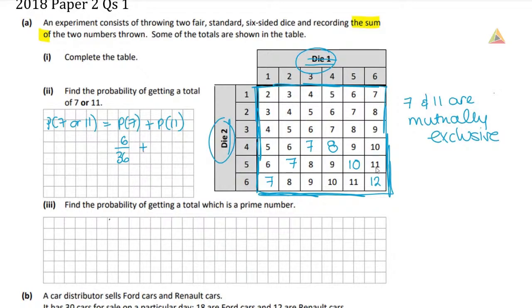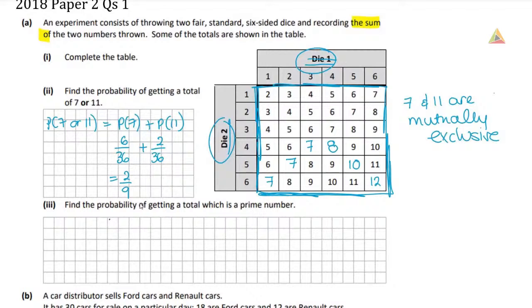Plus the probability of getting 11. There are 2 11s, so that's 2 out of 36. So when I put that into my calculator, I'm going to get an answer of 2/9. So there's an example of something that is mutually exclusive. I cannot get those two outcomes occurring together, so all we're going to do is add together their probabilities.